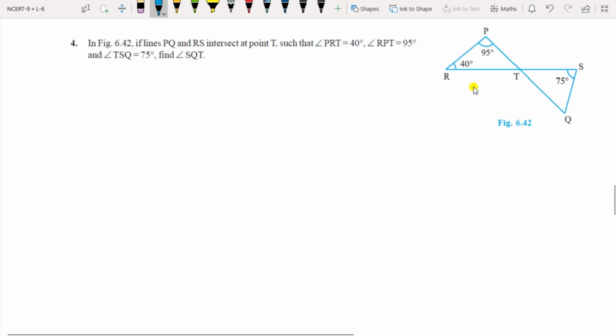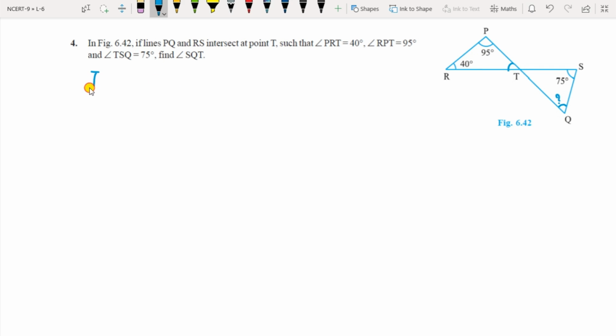Question 4th is, RTS is a straight line. Here this R is 40, PRT is 40, RPT is 95, this is 75. They are asking to find SQT. So you are going to find this angle SQT. Now consider this triangle. As you know two of the angles here, you can find the third angle very easily.